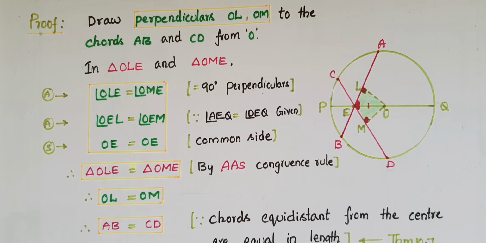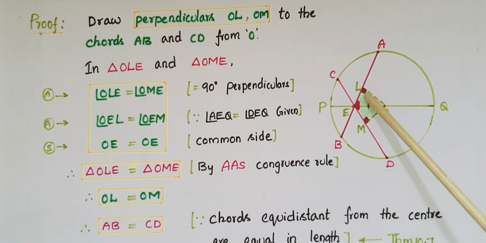We know from theorem 10.7 that the chords are equal if the distances from the center to the chords are equal. So here we have to prove that AB is equal to CD. Draw a perpendicular from the center O to the chord AB, that is OL, and draw a perpendicular from center O to the chord CD, that is OM. So we have to prove that these two sides are equal, OL is equal to OM.